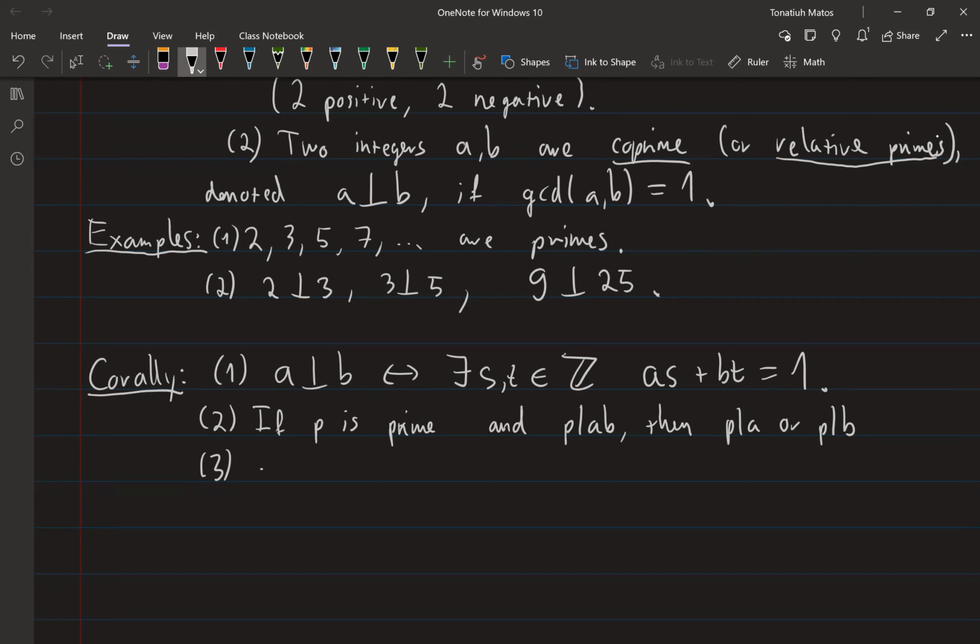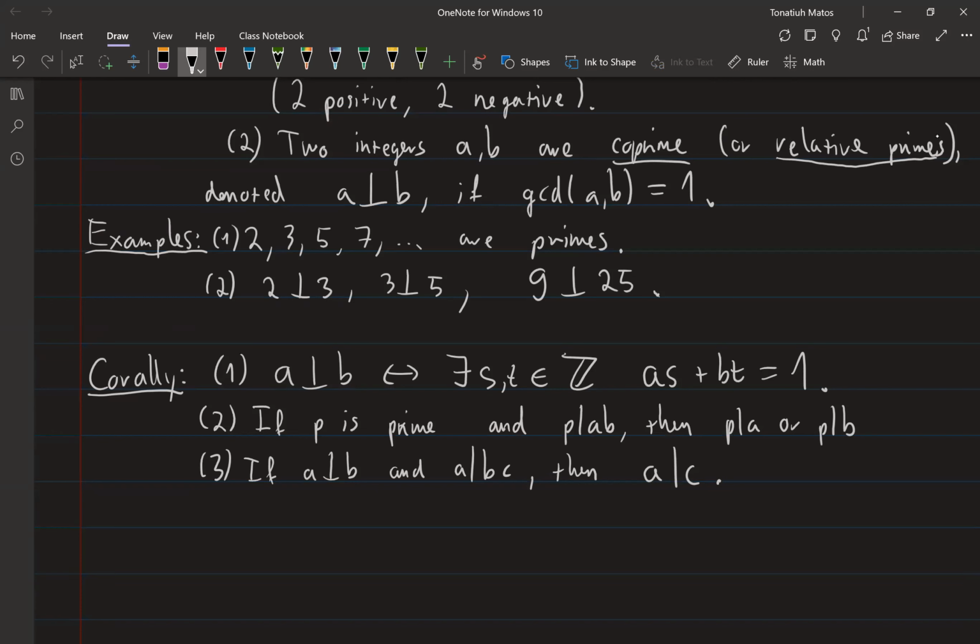Something that is also very similar is that if A is co-prime with B, if A has nothing to do with B, but A happens to divide something where B is a factor, then it must divide the other number. Sorry, not P, A, right? There's no prime numbers involved here.